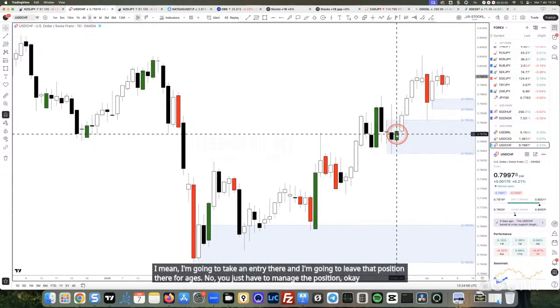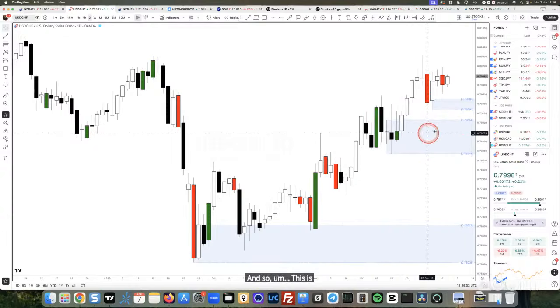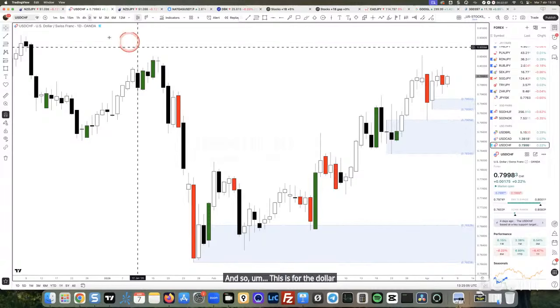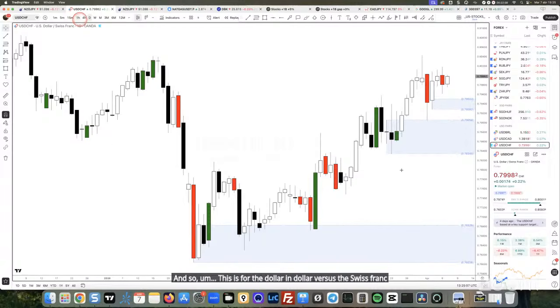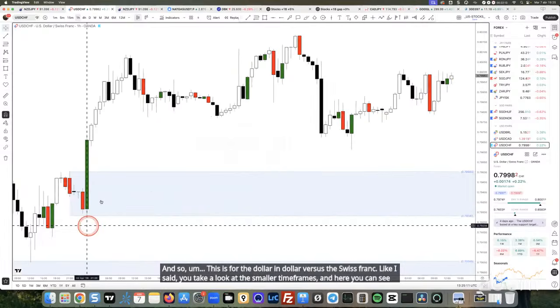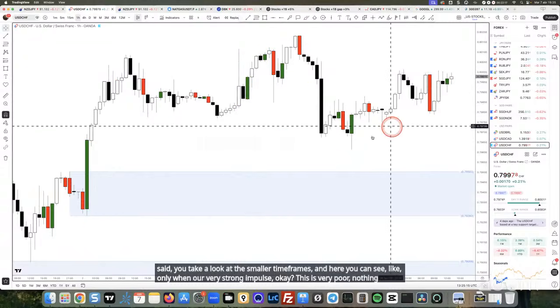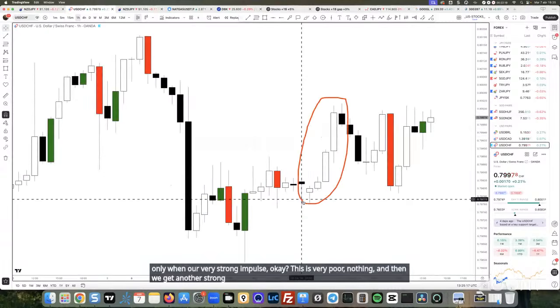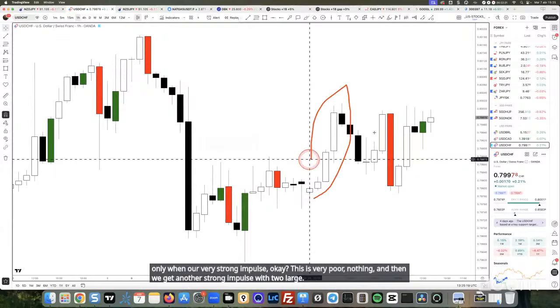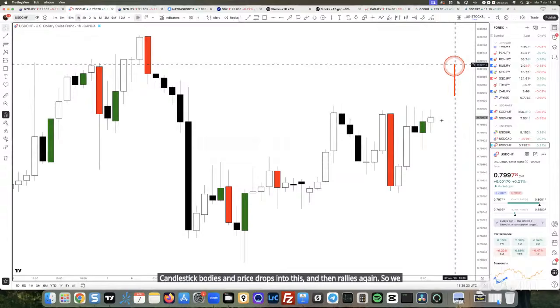Okay, and so, this is for the dollar versus the Swiss franc. Like I said, you take a look at the smaller time frames, and here you can see on the 1 hour a very strong impulse. Then this is very poor, nothing, and then we get another strong impulse with two large candlestick bodies, and price drops into this and then rallies again. So we want new strong impulses now.